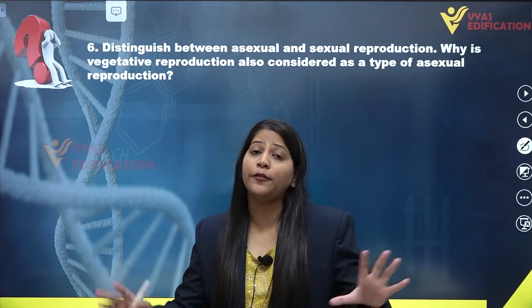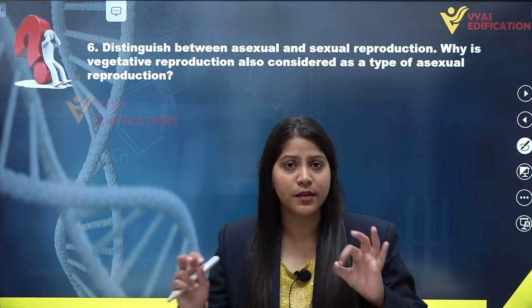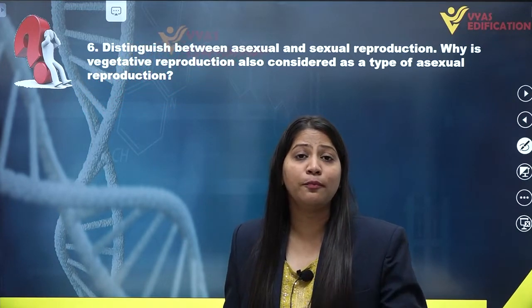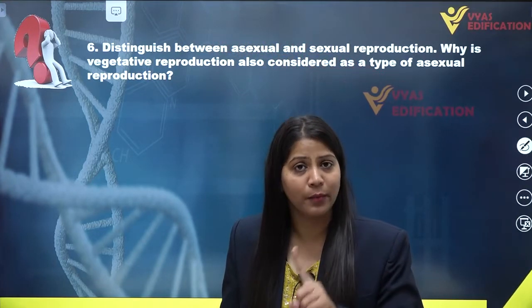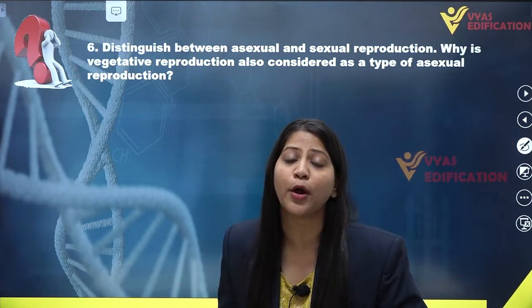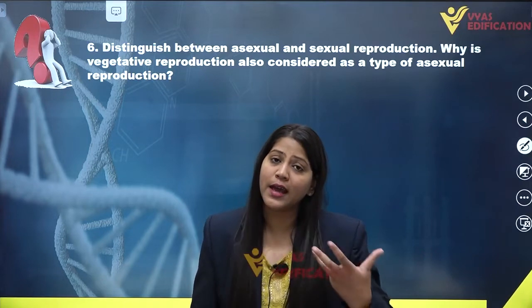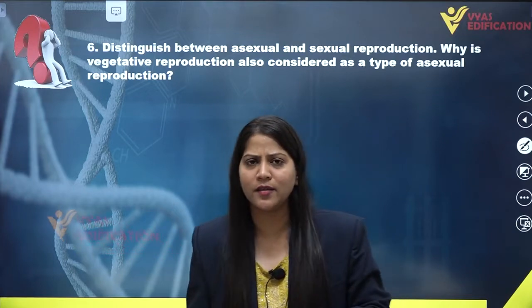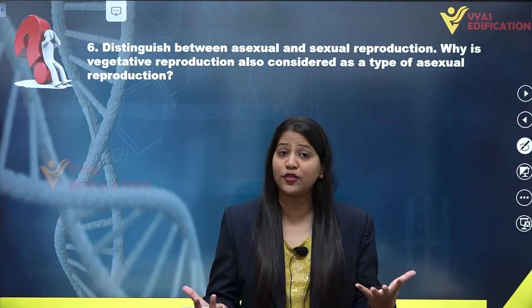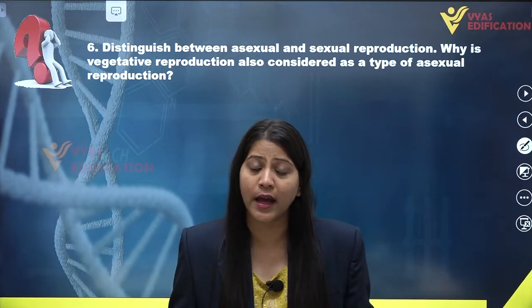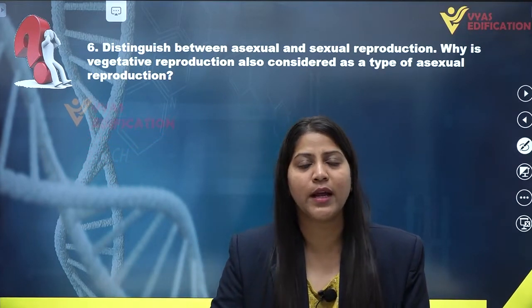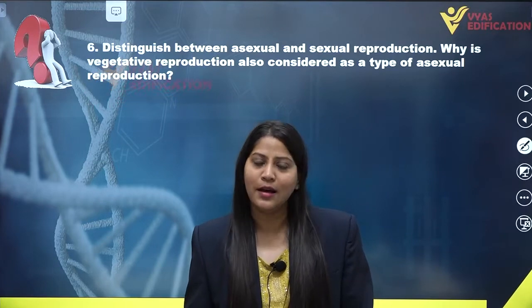Now, most of the animals reproduce through sexual reproduction. And plants can reproduce by both means, that is asexual reproduction as well as sexual reproduction. And asexual reproduction is actually exhibited by organisms which have simple organization such as algae and fungi. So these are the basic differences between asexual reproduction and sexual reproduction.